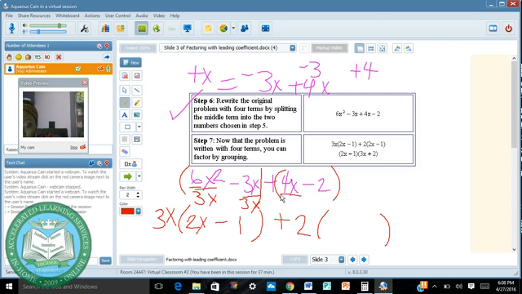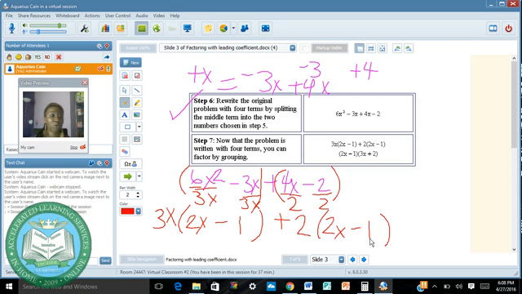Now remember, whatever I pulled out is almost like I'm dividing everything by that. So 4x divided by 2: 4 divided by 2 is 2. Bring my x down because I couldn't do anything with that. The minus sign stays the same. And then 2 divided by 2 is going to be a 1.